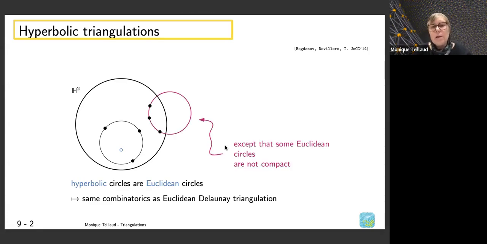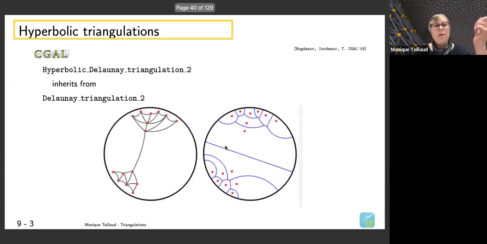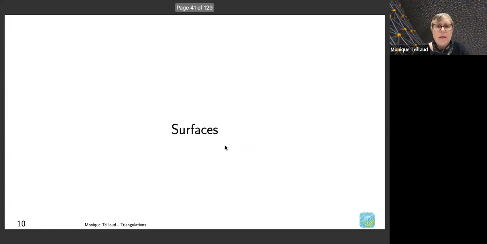The only thing is that you can have Euclidean circles that are not really hyperbolic circles, are not compact. So what we do, in fact, is that we filter those triangles out. We have a class for hyperbolic Delaunay triangulations that just inherits from the Euclidean class, and then we remove all the triangles for which the circle would be non-compact. But there's nothing very hard in that. So this is in CGAL.